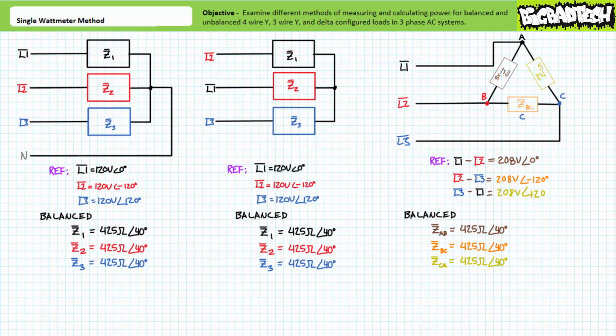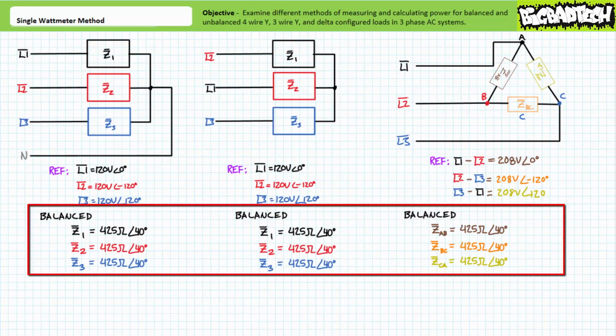let's just use the results of the aforementioned three-phase AC examples lecture as a jumping-off point for our discussion. If you recall, we calculated the electrical properties of a balanced configuration of 3 load elements, where each element is modeled as an impedance of 425 ohms at an angle of 40 degrees when configured as a balanced 4-wire Y, a balanced 3-wire Y, and a balanced delta configuration in a 60 Hz, 120, 208 volt three-phase AC system.